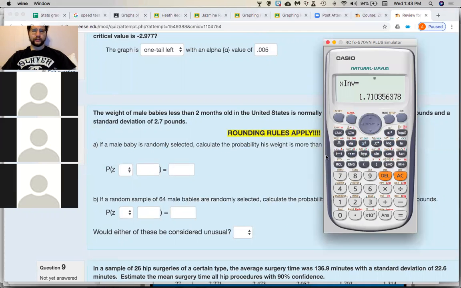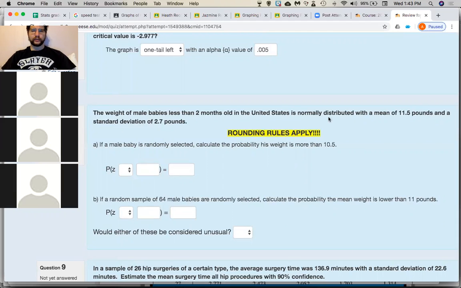So for this one, it's a normal distribution. It tells you right there, it's normally distributed. So I'm going to use a normal CDF. I'm going to do these on the calculator. My lower bound is 10.5. It's more than 10.5. So actually, let me write out all this pertinent information.